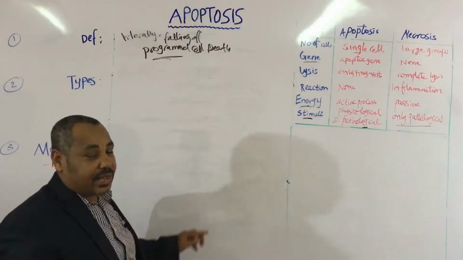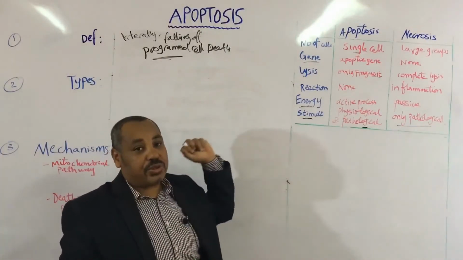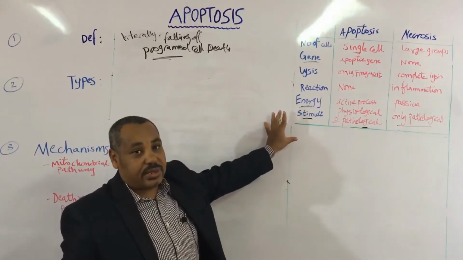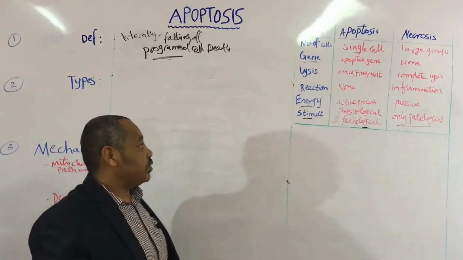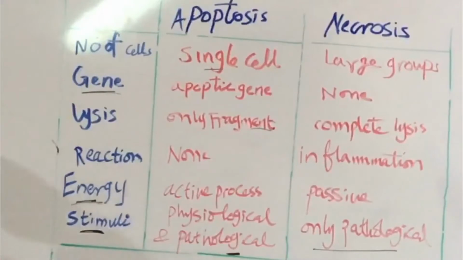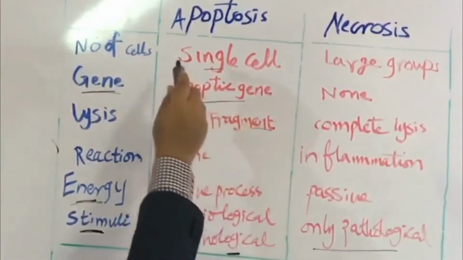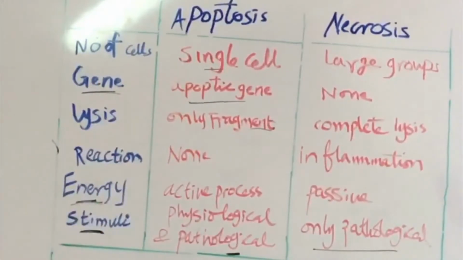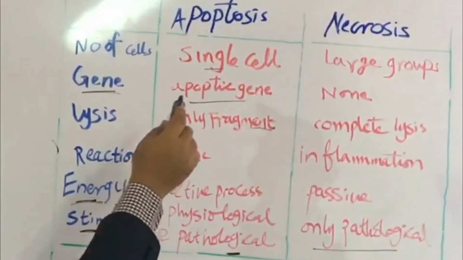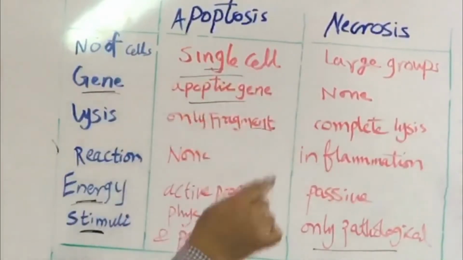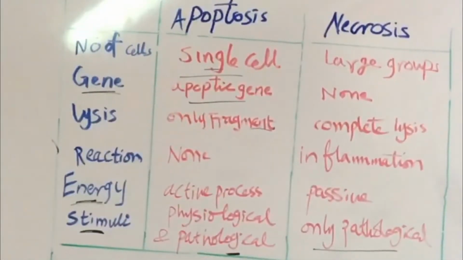When we say programmed cell death, it means there is an apoptotic gene controlling this process, as you see in this table, which also helps us in the definition of apoptosis. We have gone over it in the area of necrosis, if you remember. So here there is an apoptotic gene in apoptosis, unlike necrosis, where there is no gene control. Also, apoptosis affects a single cell, unlike necrosis, where a large group of cells are affected. This is also a very important point in the definition.